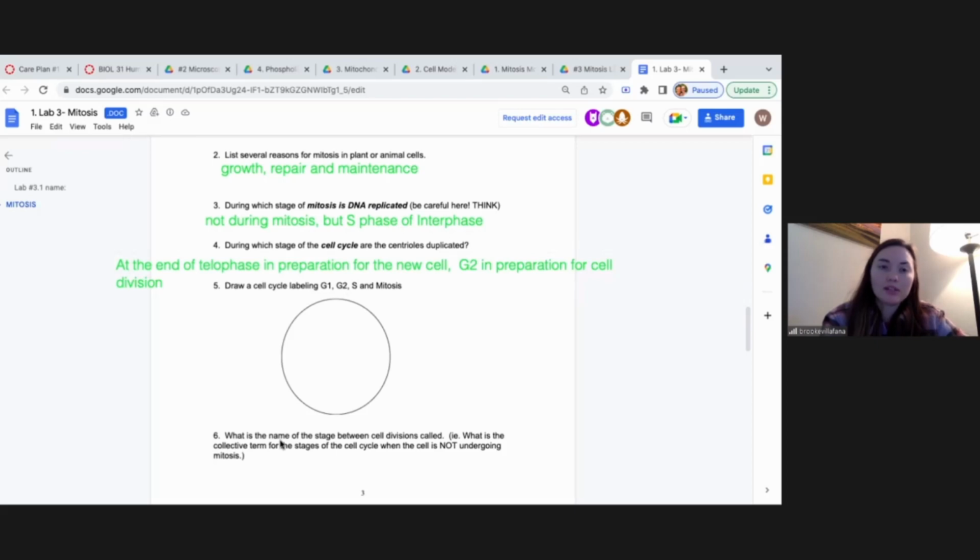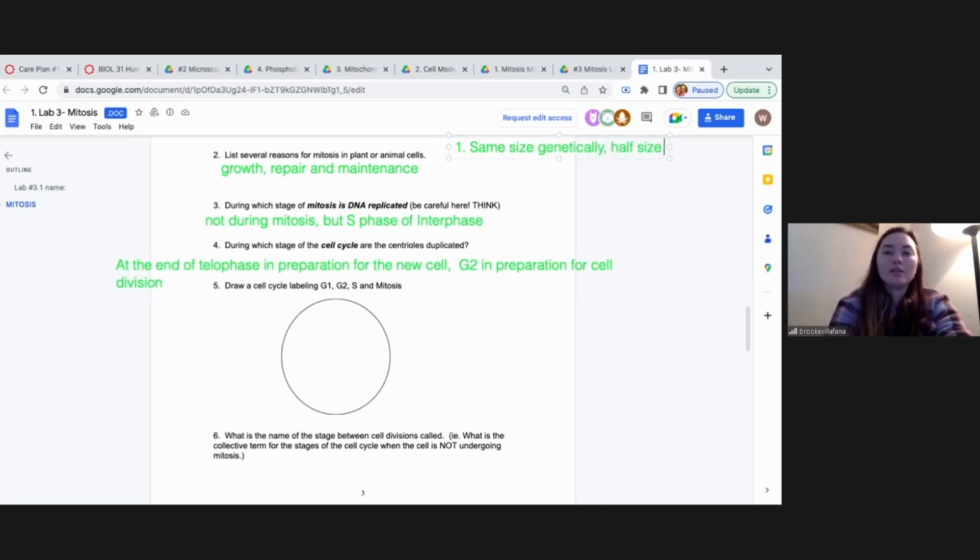So basically the cell is making children, right? The cell is making copies of itself. Does that make sense? So one cell makes two daughter cells. And number one was same genetically, but half the size physically. So half the size is technically the answer.